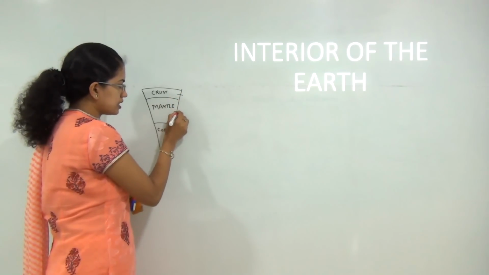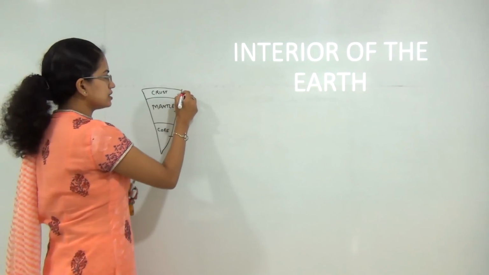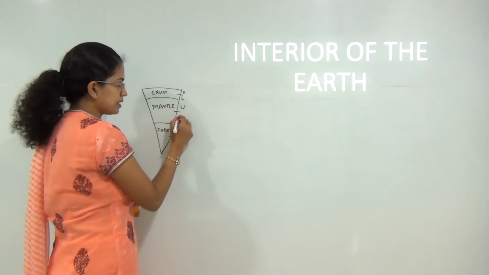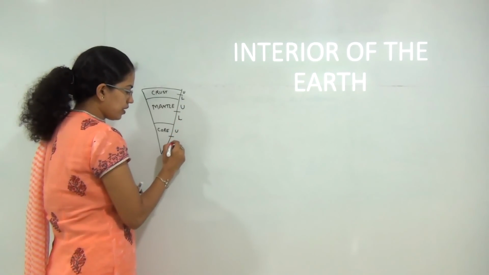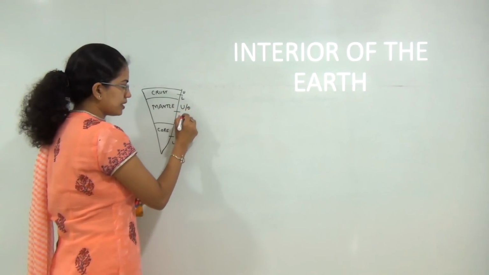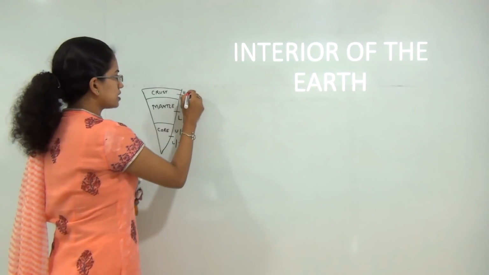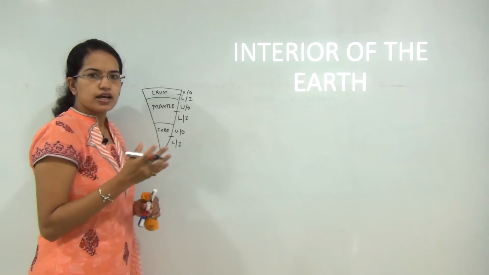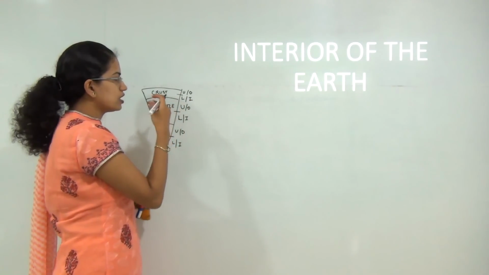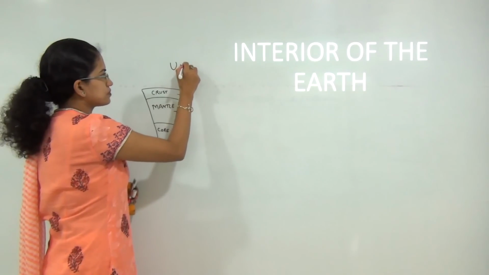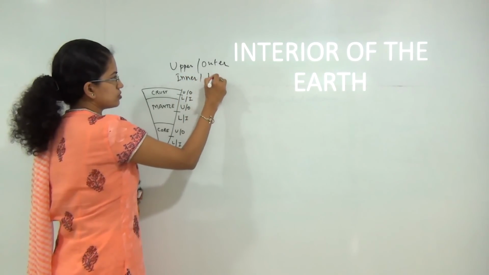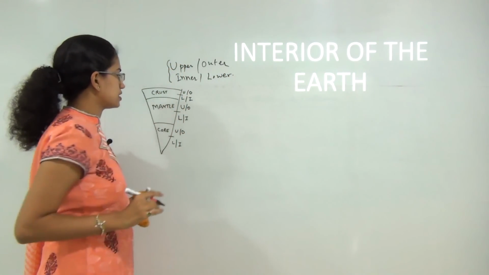All these three layers I can divide again as upper and lower. So you have upper crust, upper mantle, lower mantle, and upper core or lower core, or I can say outer core or inner core, outer mantle or inner mantle as well. These are terminologies that are used interchangeably. It can be either upper crust or outer crust, and inner crust or lower crust. So upper versus outer, and inner versus lower, are used interchangeably throughout this lecture.